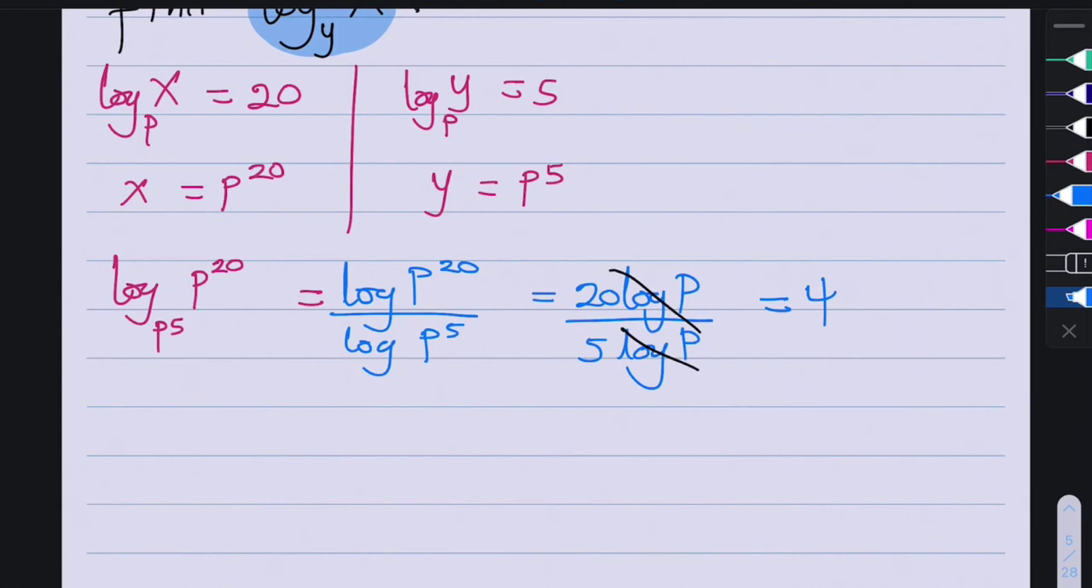Well, someone could say, okay, I don't want to use base 10, I want to use base p. Well, you are allowed to use that. Since everything is in p, you can still use base p and it will work out.